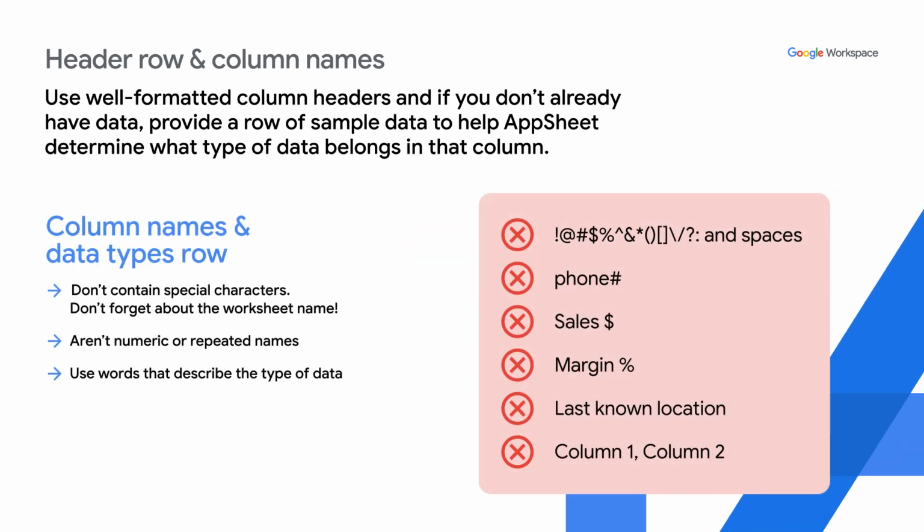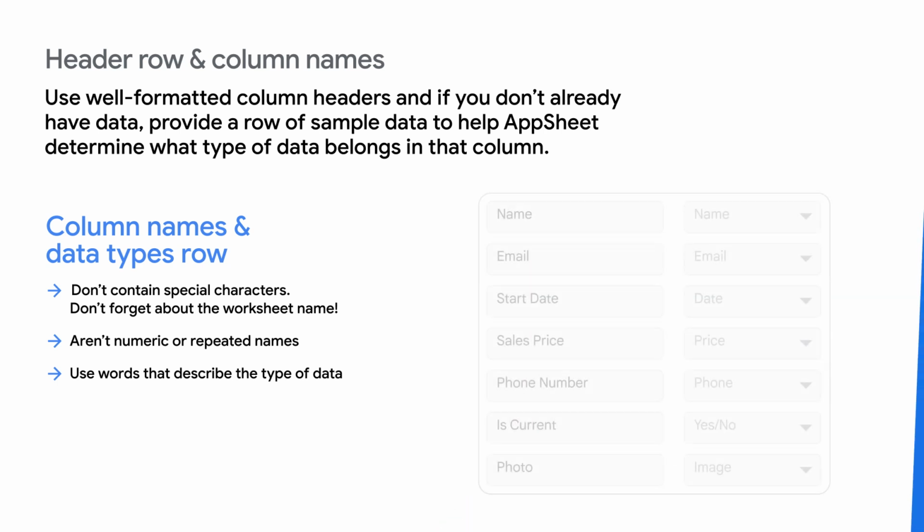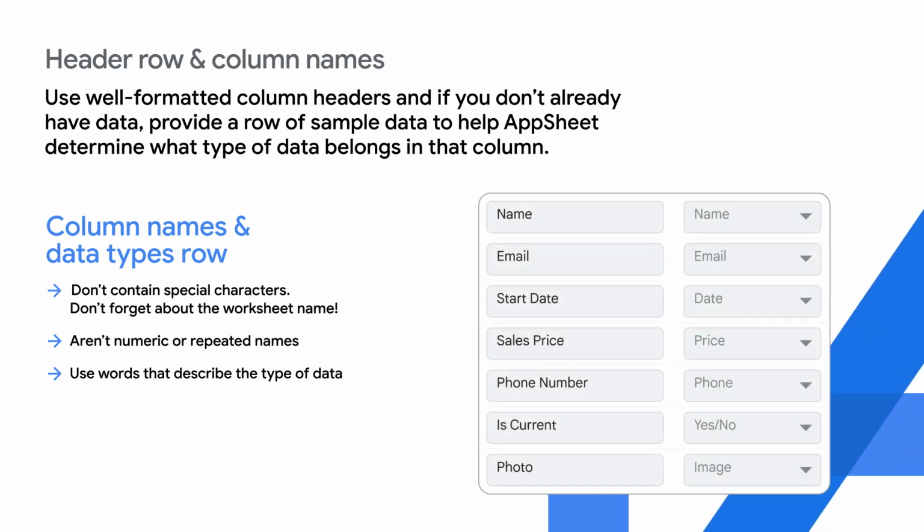Next up, column names. These are super important. Avoid using special characters or symbols like exclamations or asterisks in your column names, and keep them short and sweet. It can also help to use words that give AppSheet a clue about the data type, like due date or sales price.